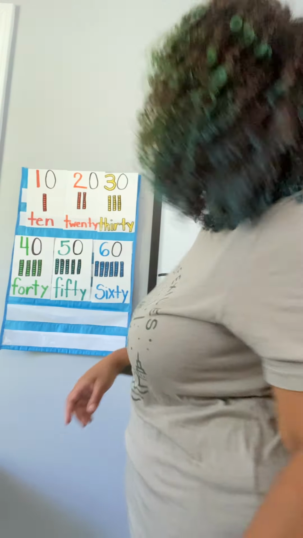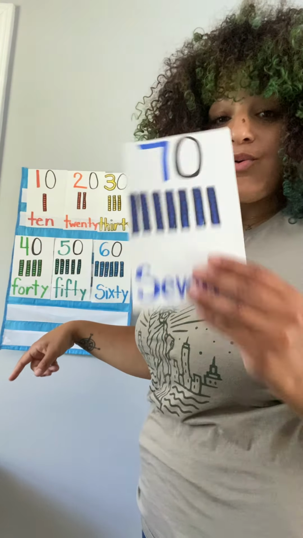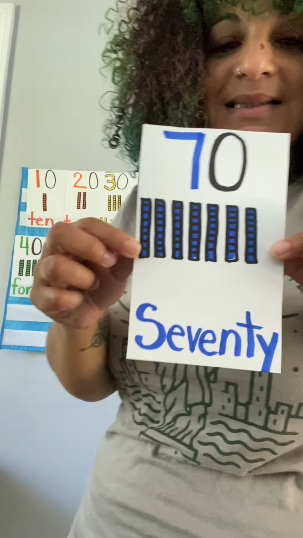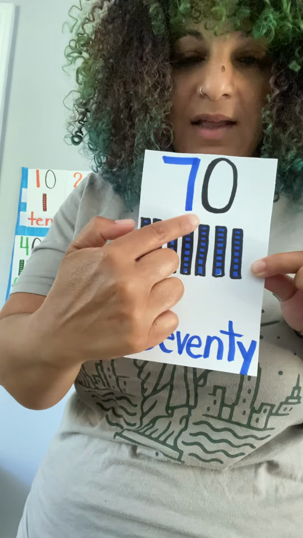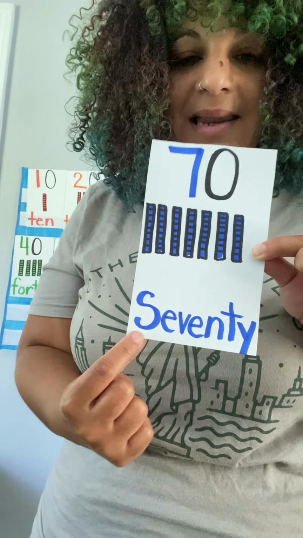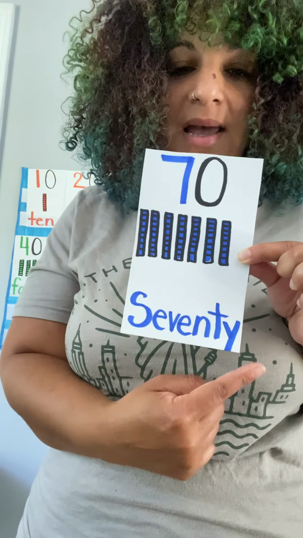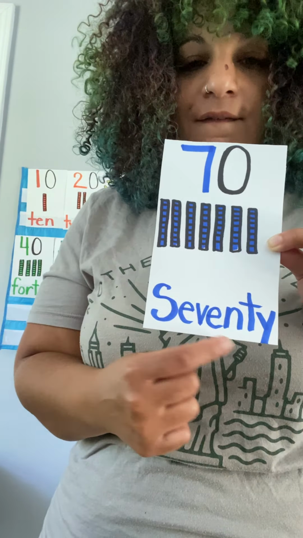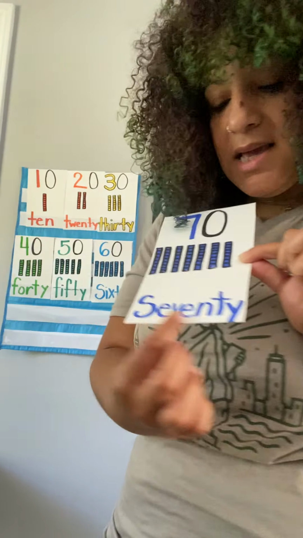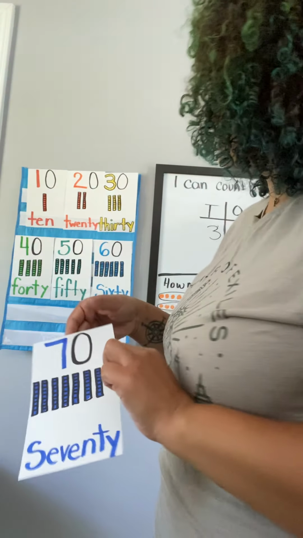After 60, we have 10, 20, 30, 40, 50, 60. Right, 70. I have 7 tens. I have a 7 in the front of my 0, and I see the word 7 inside of the word 70. And I can sound this out as well.